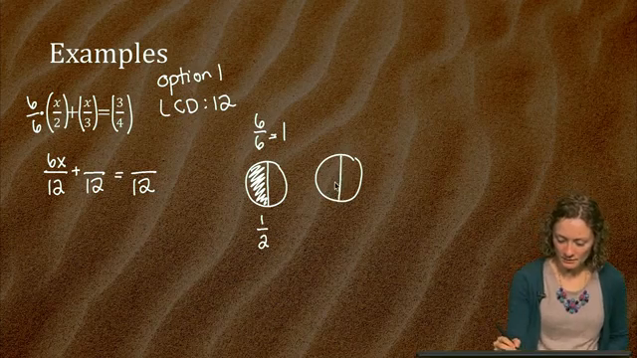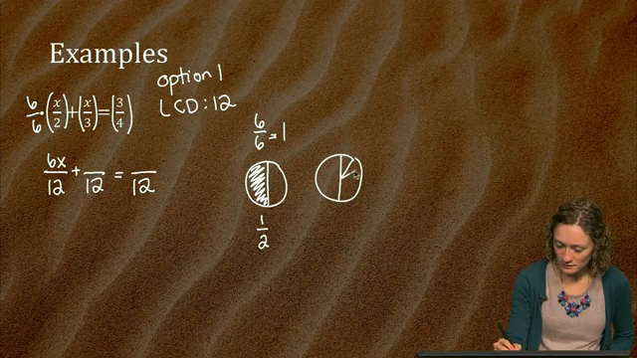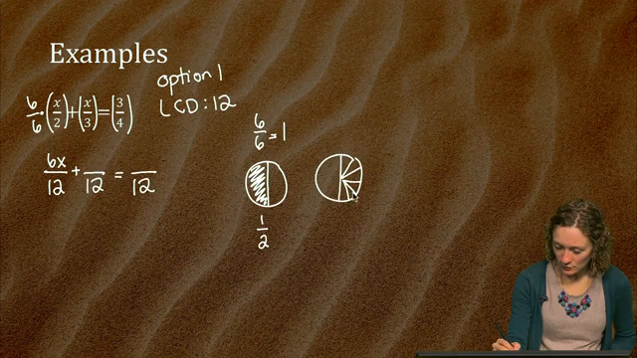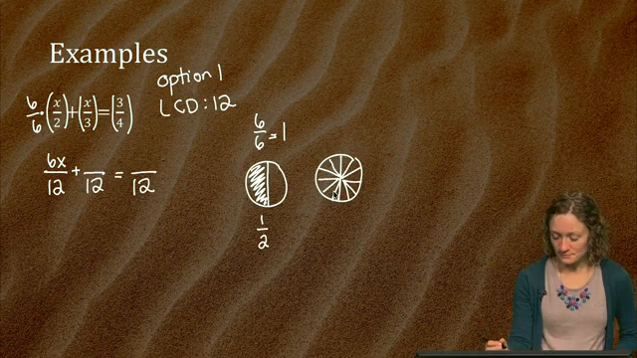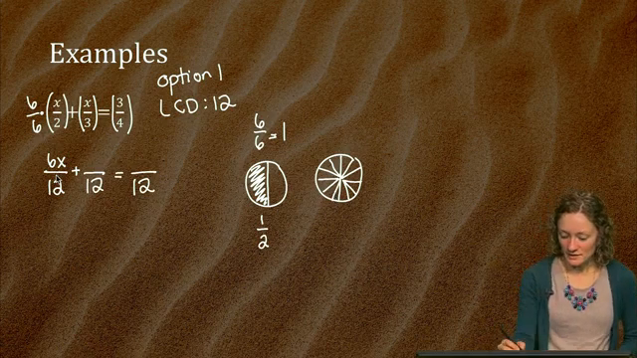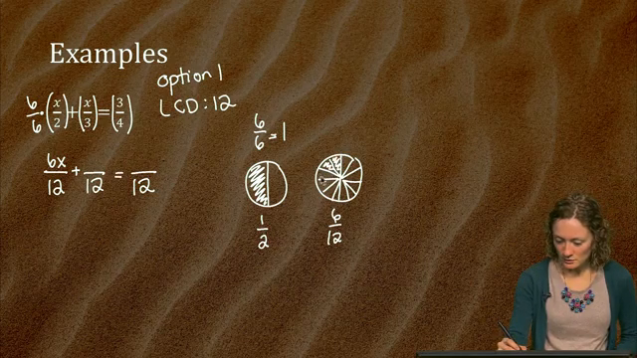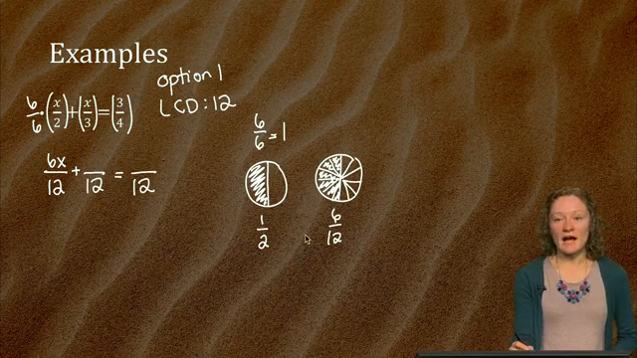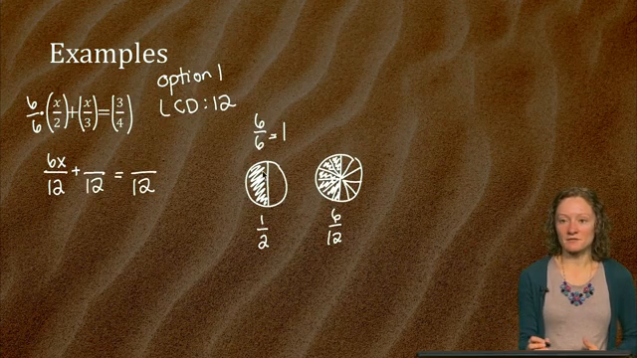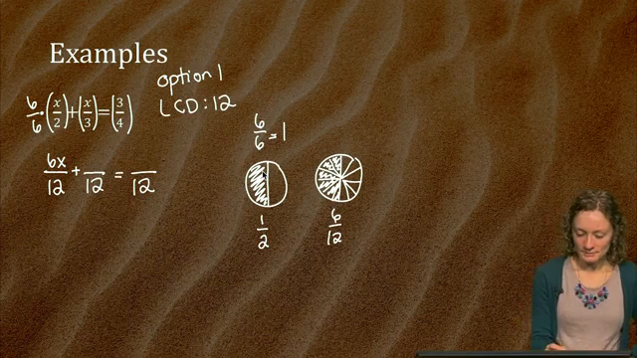This means instead we have 1, 2, 3, 4, 5, 6 on each side. We have 12ths, and we have 6 of them. 6 12ths. Shade in, 1, 2, 3, 4, 5, 6. So we have the same information represented in different ways. We're not changing anything here.